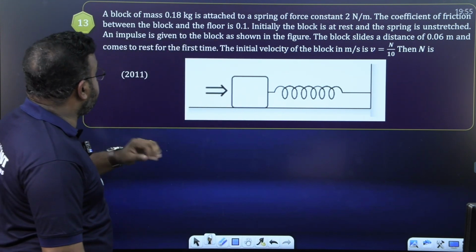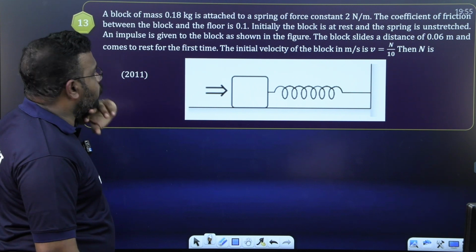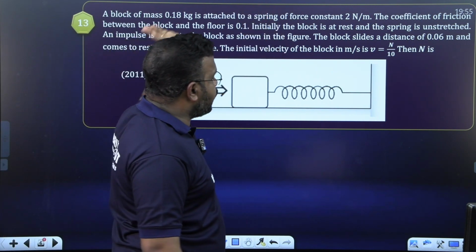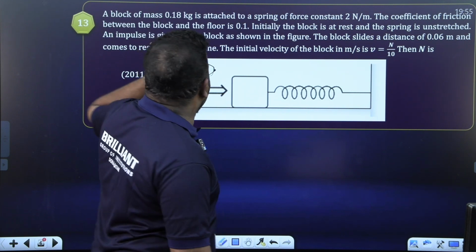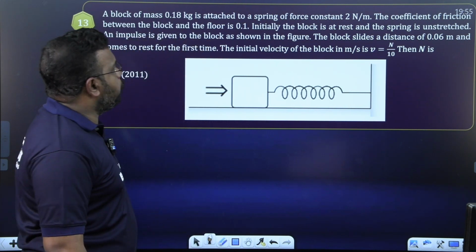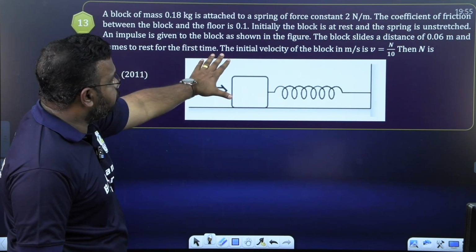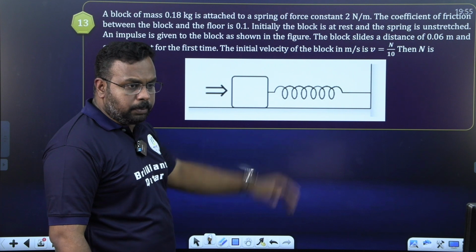Others, just listen here. Mass is given 0.18, that we can substitute later, is attached to a spring of force constant. K value is given 2 Newton per meter. The coefficient of friction, that's also given, it's 0.1. Initially the block is at rest and the spring is unstretched. An impulse is given. So impulse is given means just a push has been given.